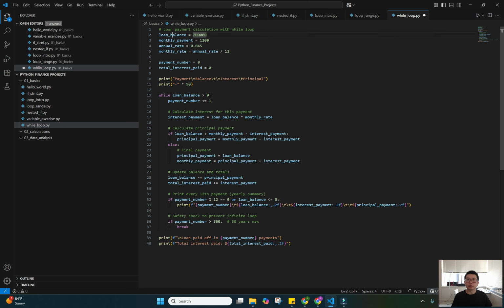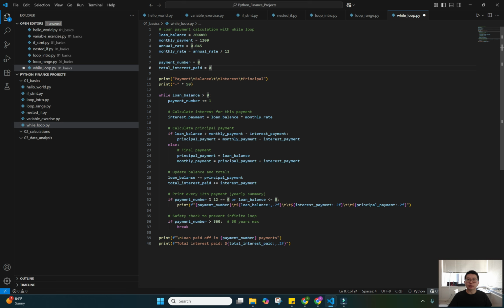First, I created a loan balance of $200,000, a monthly payment of about $1,200, and an annual rate of about 4.5%, and the monthly rate is simply the annual rate divided by 12. Here, I will start with my first payment number, 0, and then define the total interest paid as 0 as well, because I haven't done any calculation yet, so both are 0.